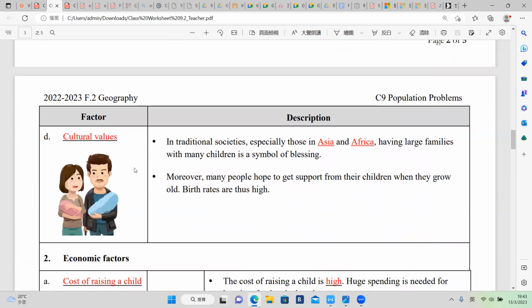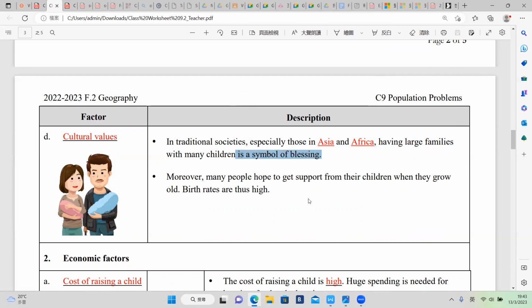Okay, how about the cultural values? The cultural value, especially in Asia and Africa. Let's think about how we celebrate and bless the newly married couple. "3年抱兩", having 2 children within 3 years. They may have large families with many children, which is a symbol of blessing.